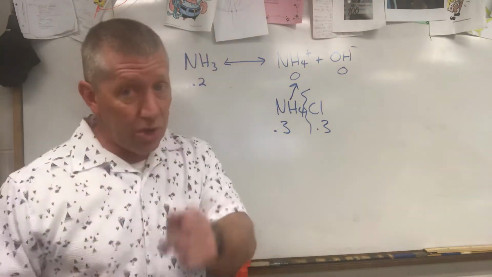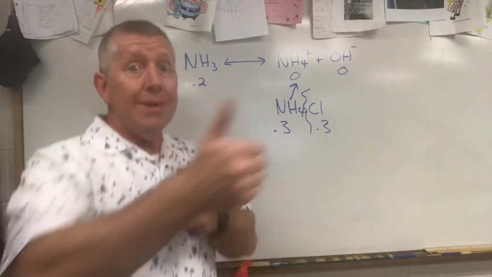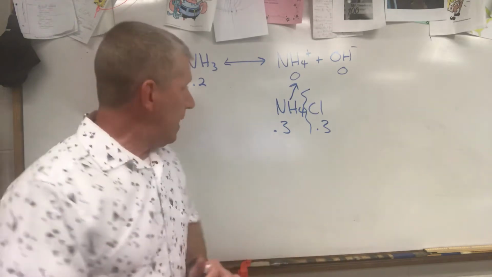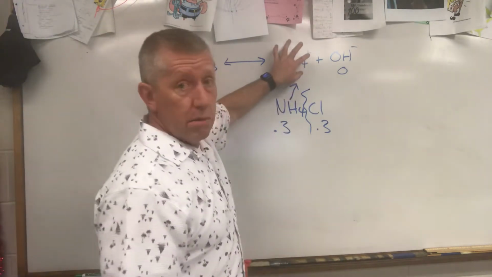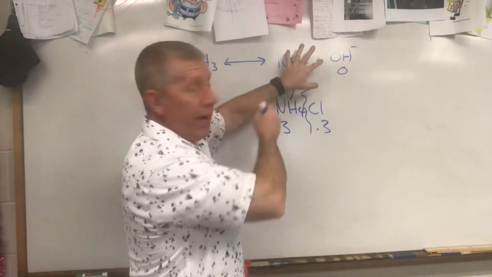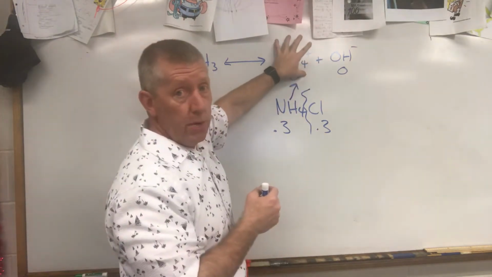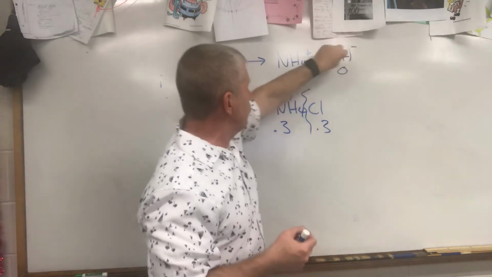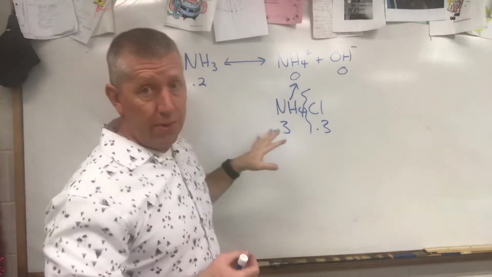Let's make a prediction based upon what we had learned previously. If we throw this in, this whole thing freaks out. So we've got to get rid of this. Too much. How do we do that? Connect it with this. Throw the reaction to the left.